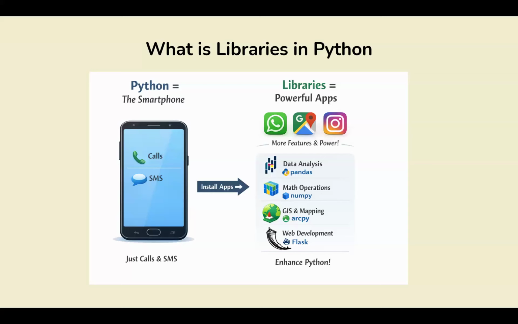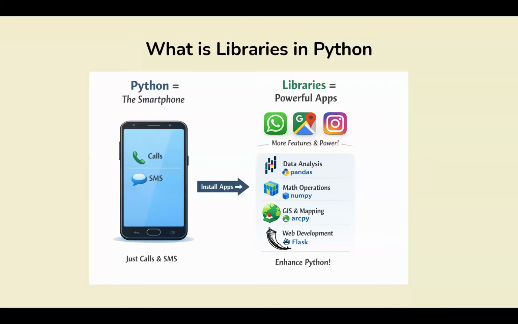So you can consider that whatever apps we are installing on our phone, all these apps are libraries. And the operating system we already have, you can consider as Python. Python provides us all the basic features, like if you want to add two numbers, iterate over a loop, or write some conditional statement. All these basic features we get with Python.